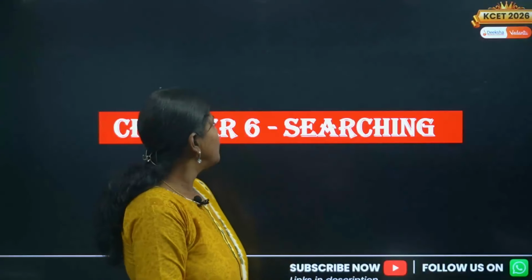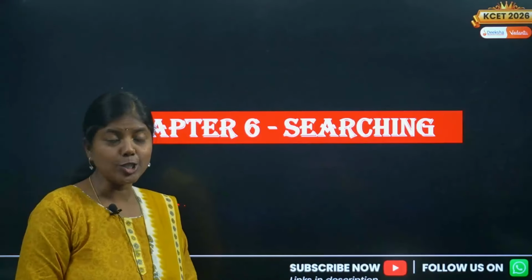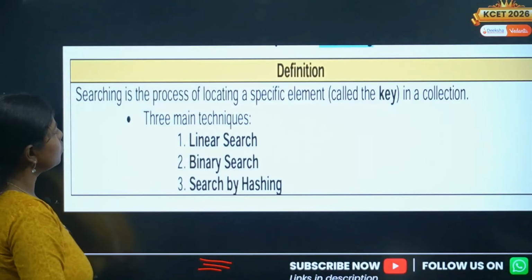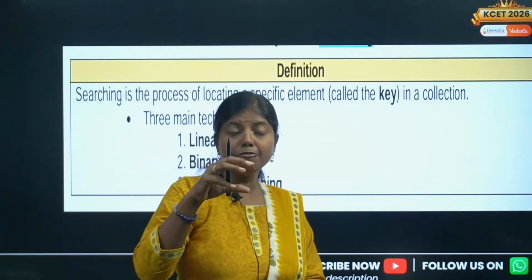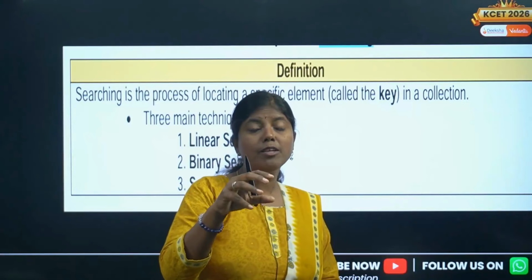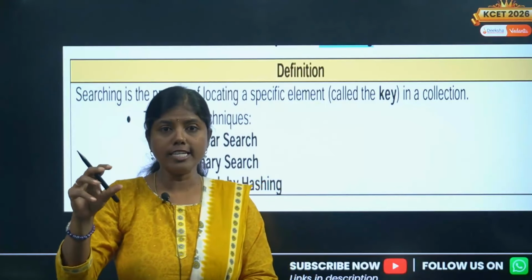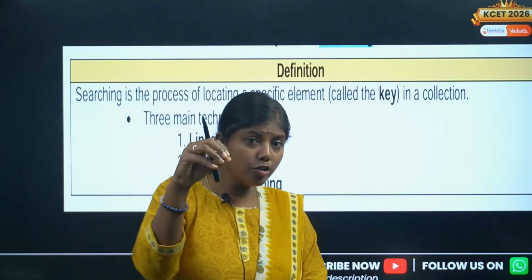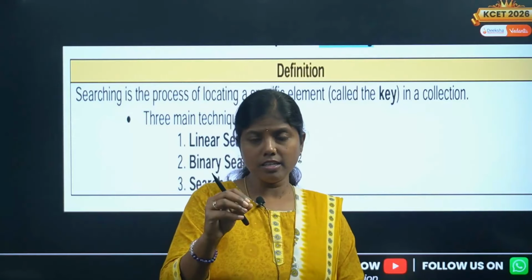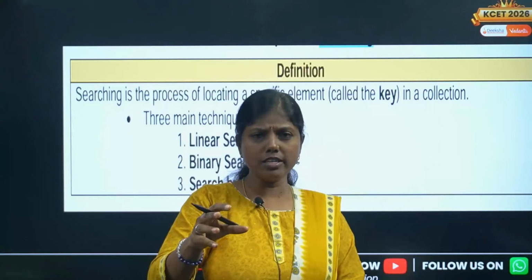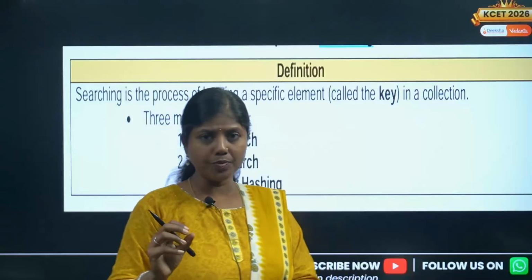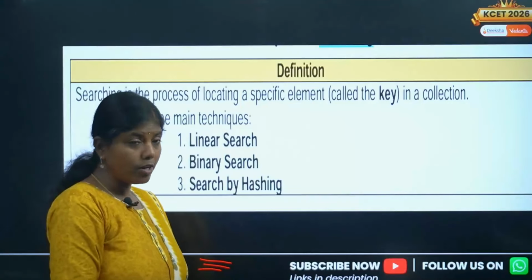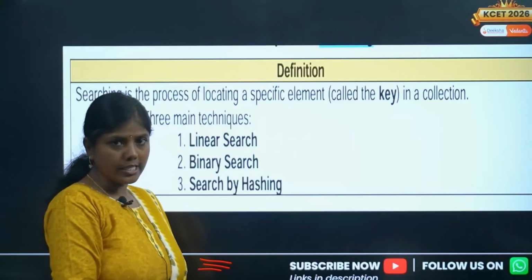So let's start with the next chapter, that is searching. Okay, so what is searching? Searching is basically finding the position of an element in a list. Searching is finding the position of an element in the list, in the tuple, in the dictionary, or whatever it is. We call it a search. And there are three types of search: one is the linear search, binary search, and one more is the search by hashing technique.